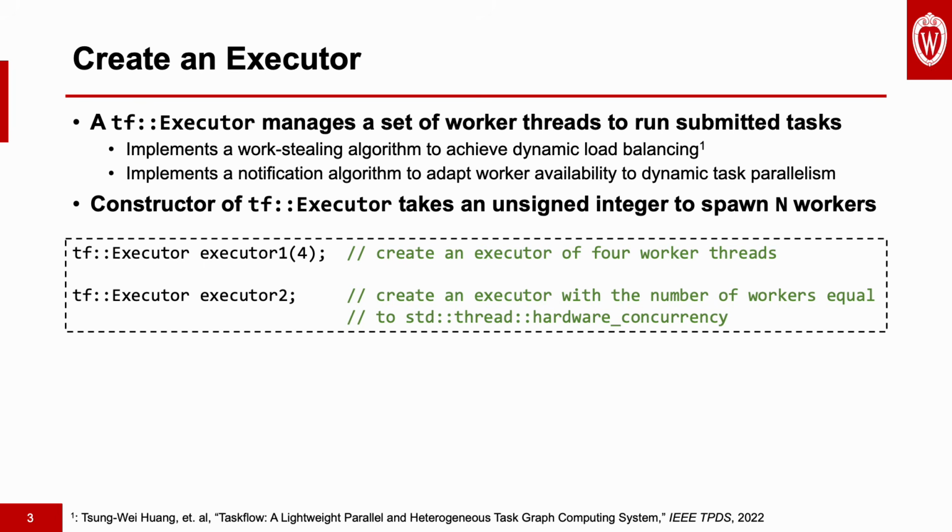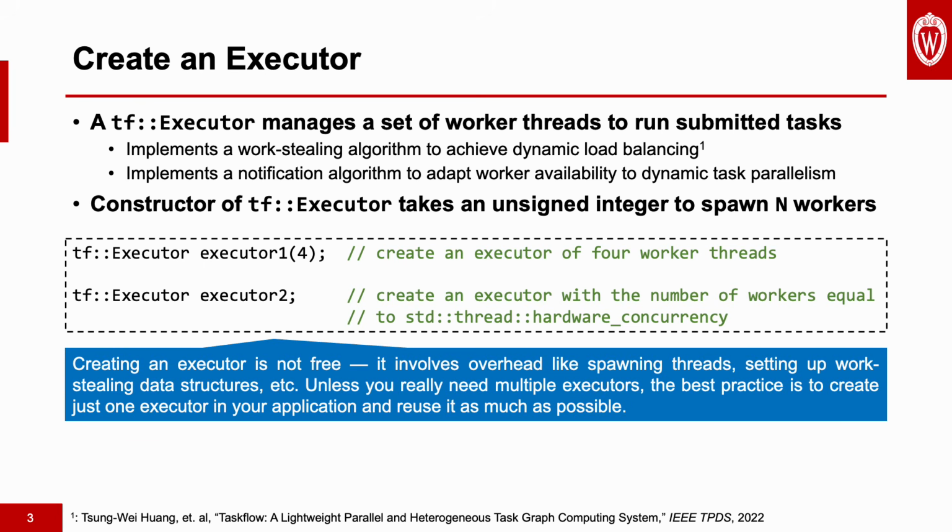You can specify the number of workers when creating an executor. The constructor of tf::Executor takes an unsigned integer to spawn n workers. For example, here I create an executor of 4 worker threads. If you do not specify the number, Taskflow will simply use the number equal to the maximum hardware concurrency available on your machine, which often goes to the number of available CPU cores.